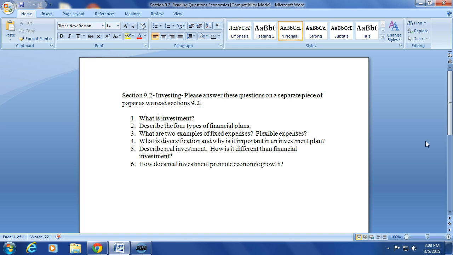All right, so let's move on here to number 5, real investment and how it's different from financial investment. If you look at the definition for real investment, real investment is when investors use money to create a new capital good. Now this is different than a financial investment. In a financial investment, the ownership of something is just transferred. Nothing new is being created. It's just a transfer of ownership. In real investment, you're actually creating new capital goods. So that is the big difference.